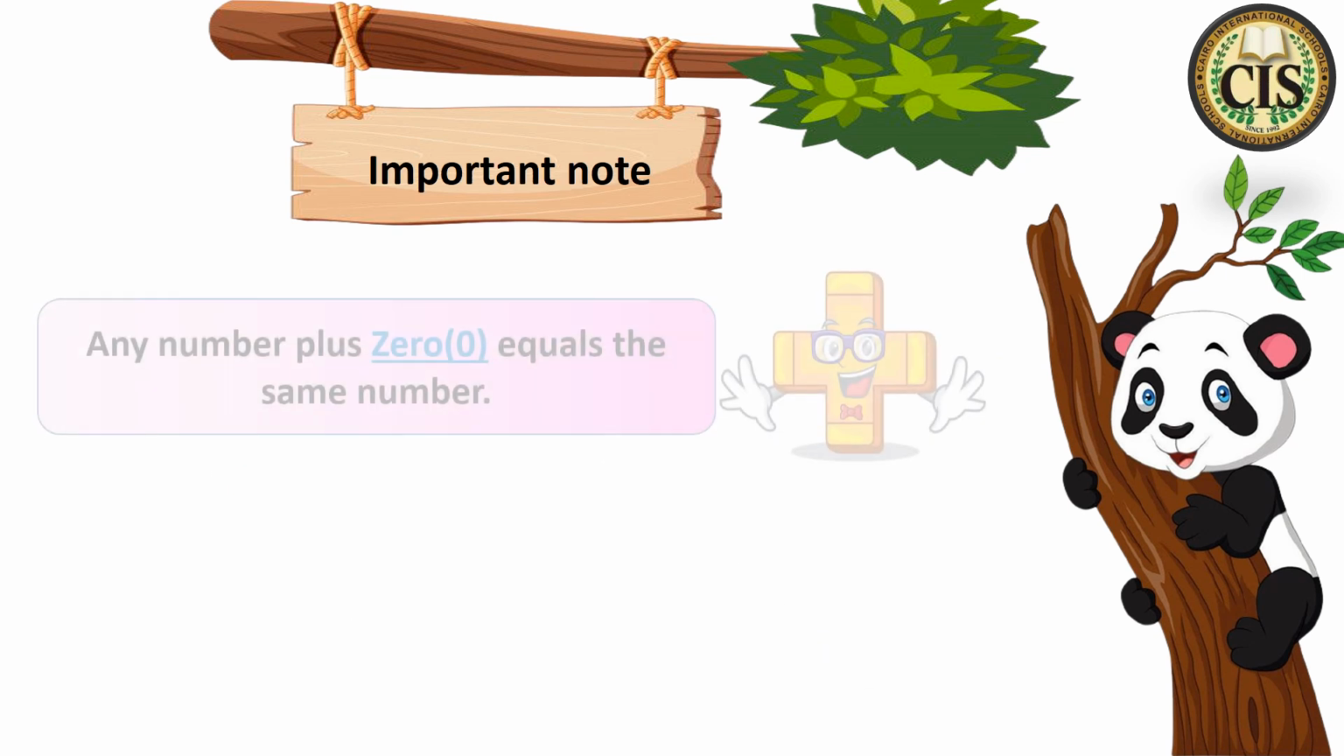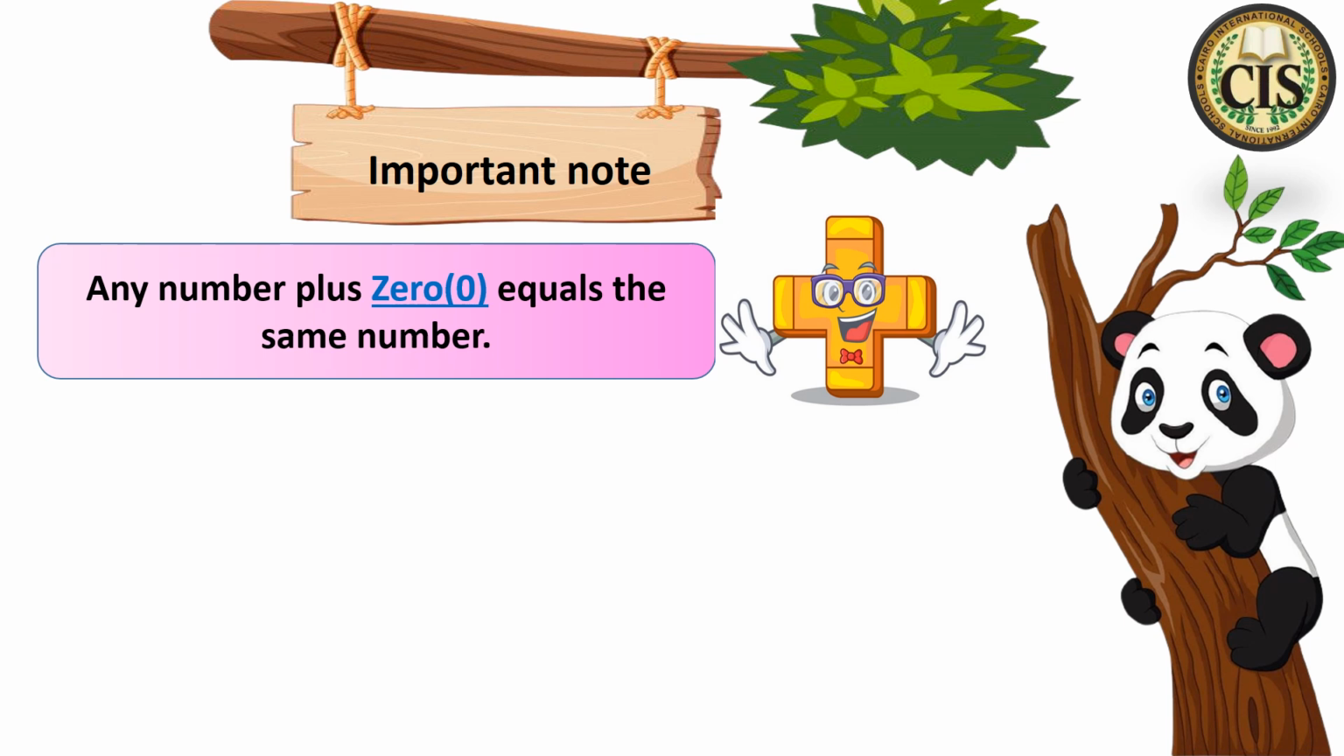Important note. Any number plus 0 equals the same number. Again, if I add any number to 0, the result will be the same number. Look here, my dear students, at the following examples. Find the result. 4 plus 0. Here we have the addition sign, which is called plus. Do you remember it? So 4 plus 0 equals 4, because we said any number plus 0 will be the same number.